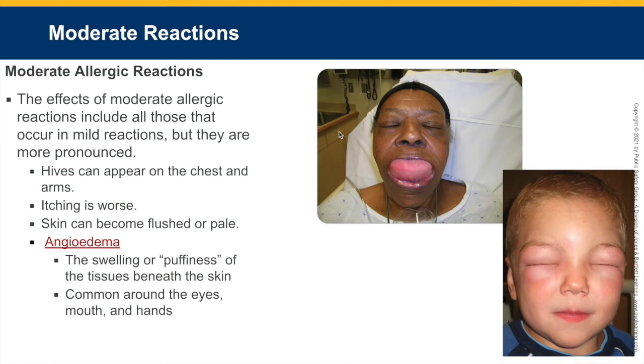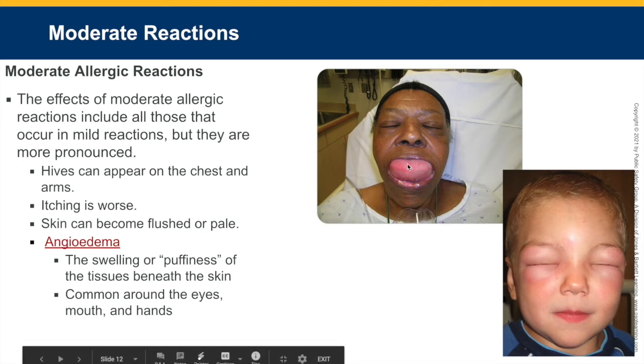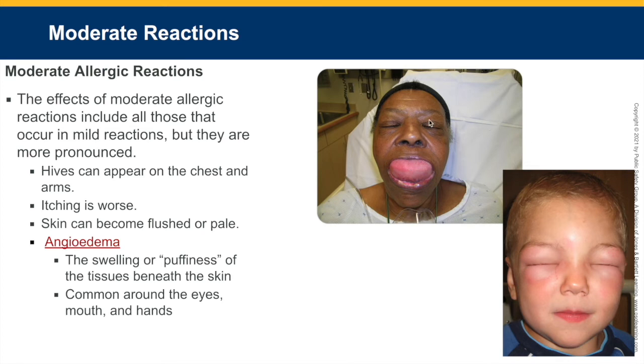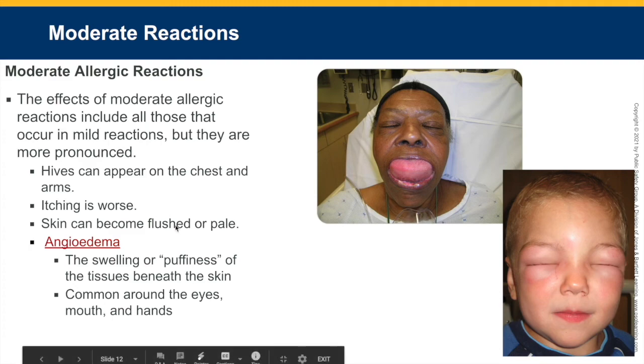And we can see here this angioedema, or swelling of the tissue in the face, right? You can see this kid's little eyes and face are swollen. Her tongue is really swollen up. That's getting into really serious. We have it as moderate here, but I would consider that pretty serious, because if their face is swelling up, that means their airway is swelling up and we can't get air in. They could suffocate. So if you see any of this, that's a big warning sign. Time to get some epinephrine out here. With these moderate reactions, we might see hives, itching is worse, pale or flushed skin, red skin, and again, that swelling of the mouth is not good.